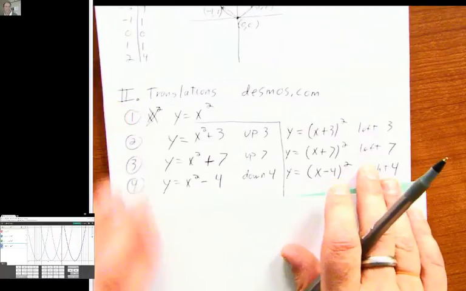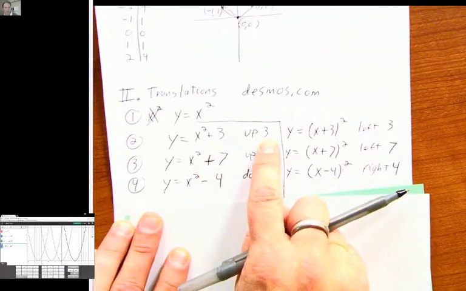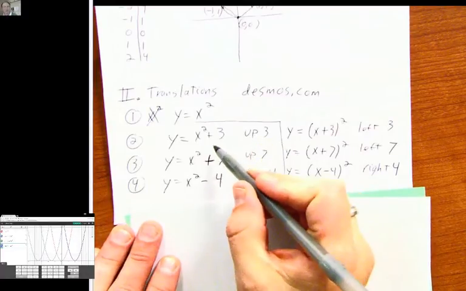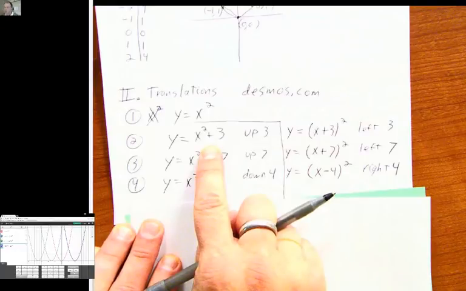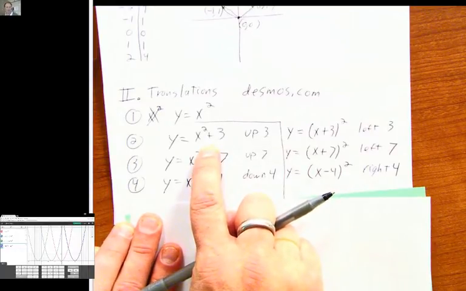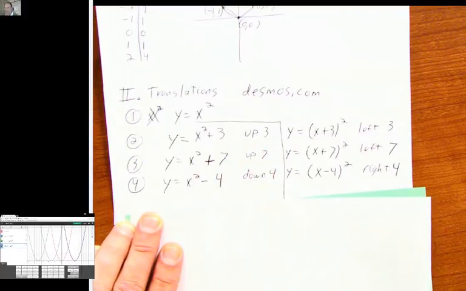So I found it interesting that when we were adding numbers outside of the function, it was controlling it up or down. And at the same time, it's kind of doing what common sense would tell you. When you're thinking up and you're thinking addition, addition means up. Subtraction means down. And it's all outside of the function.